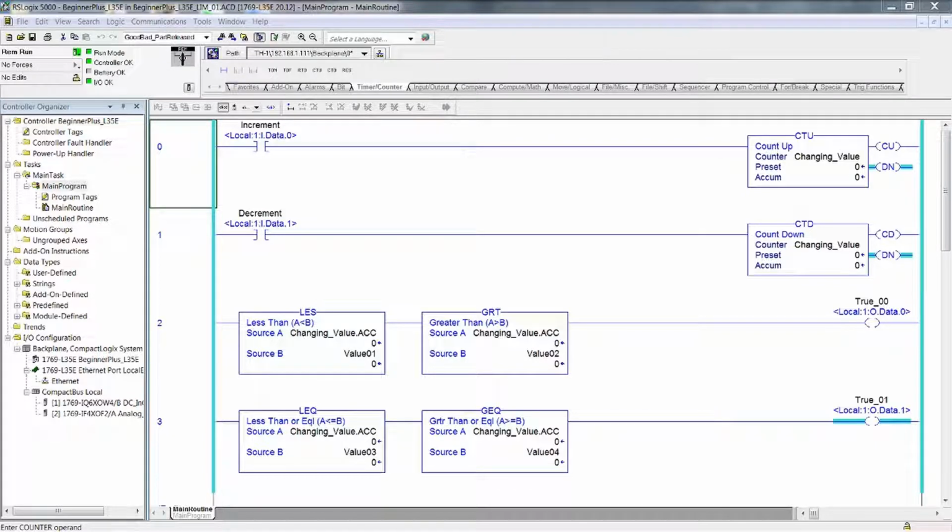Increment the accumulate value once. So you push input 0, and now both rungs are false. Under what condition or conditions can rung number 3 be true with the current values of value 3 and value 4? Only when the changing value accumulate is equal to 0.